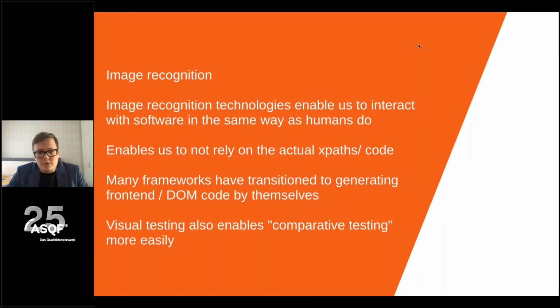And I alluded also to the fact that many frameworks have transitioned to generating front-end DOM code by themselves, so we don't even know what the final version of the code is. For example, small changes in the source code might lead to big changes in the actual DOM used in production because of this, because the actual framework does all the generating of the front-end code. So a small change that shouldn't change that much triggers a different kind of cascade tree in there, which results in a totally different kind of DOM.